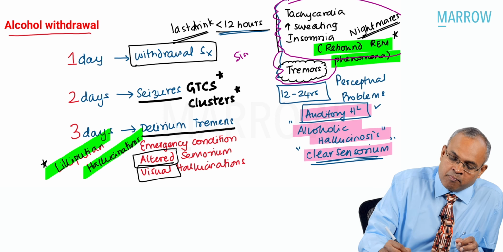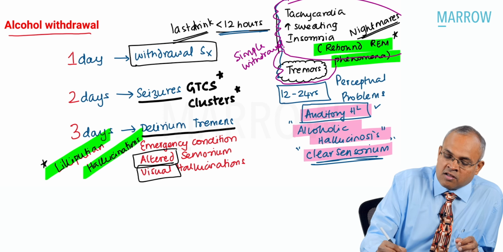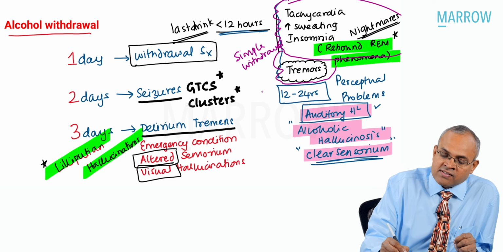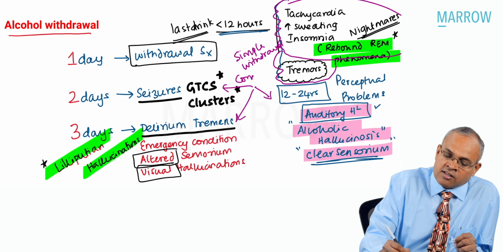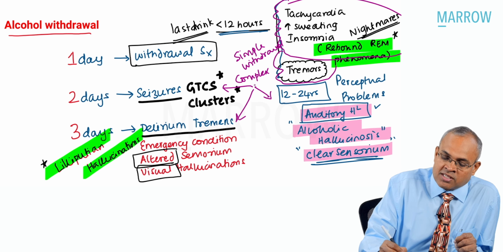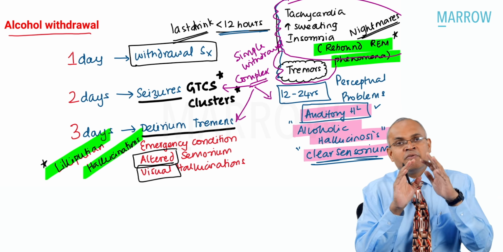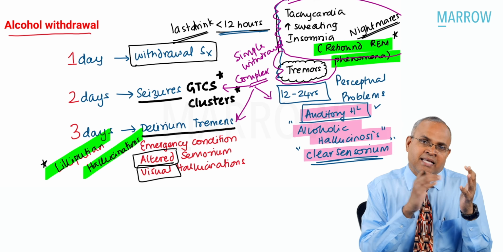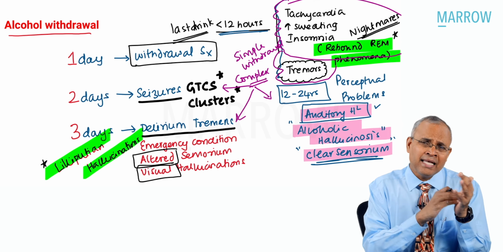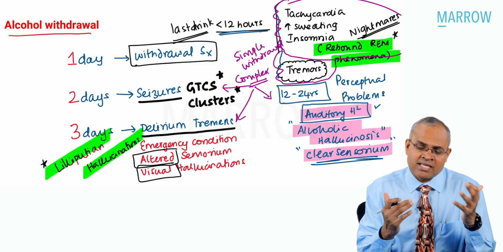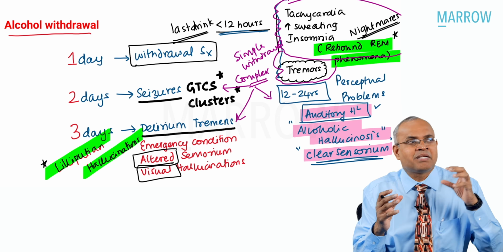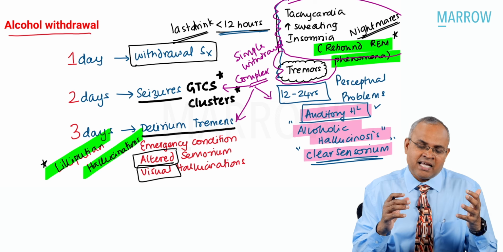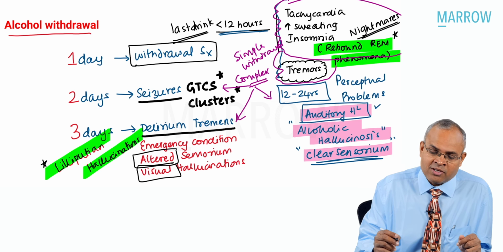It is called simple withdrawal of alcohol. The moment they have psychotic symptoms, seizures, or delirium, it is called complex withdrawal. What are simple withdrawal symptoms? They have simple symptoms: tachycardia, increased sweating, increased blood pressure, insomnia, those kinds of things. The moment they have psychotic symptoms, altered sensorium, or seizures, it becomes complex withdrawal.